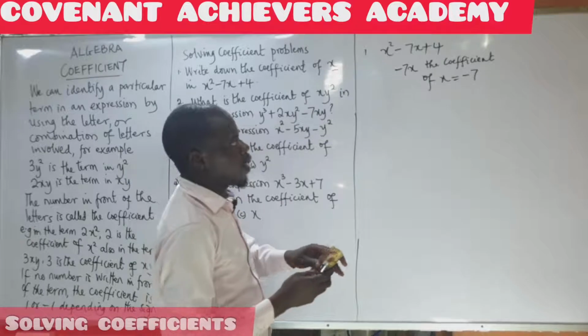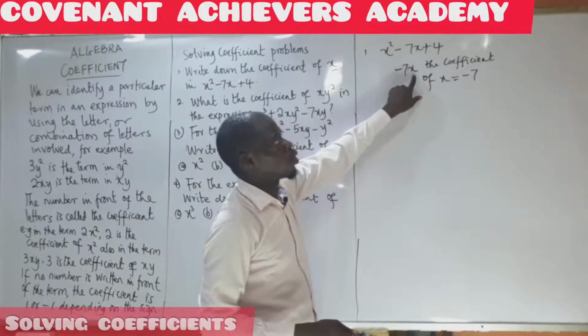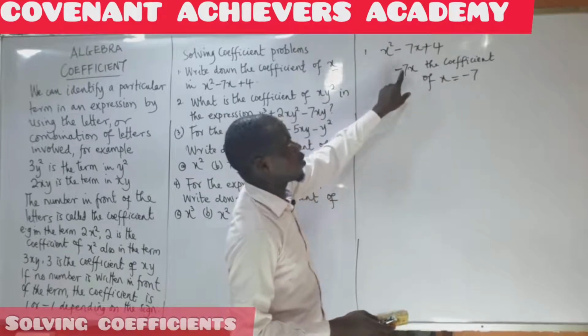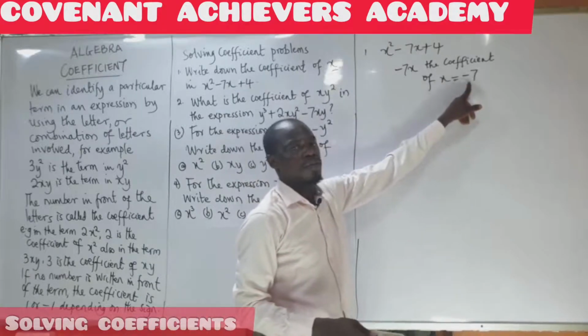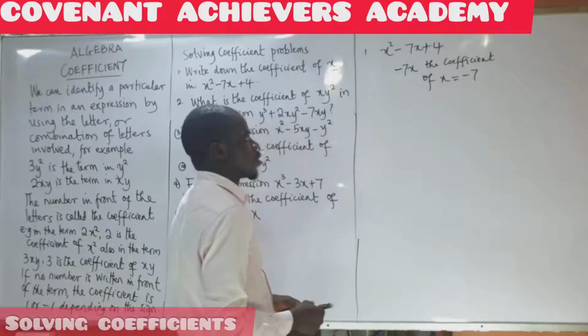The term that consists of x is minus 7x, so the coefficient of x in minus 7x is going to be minus 7. Consider the negative sign. It's very, very important. And that is how we solve that question.